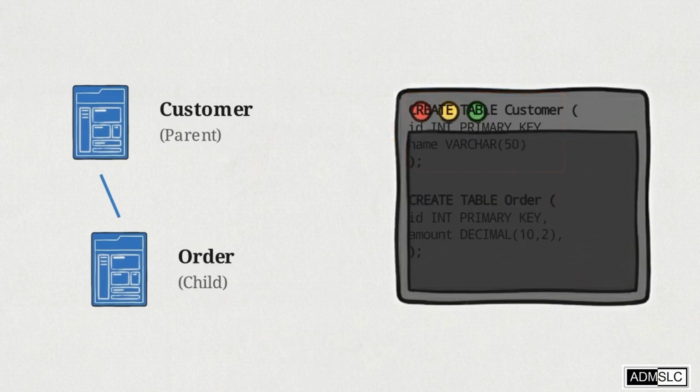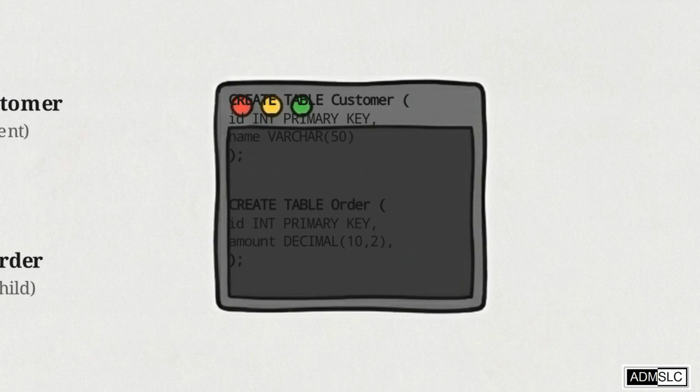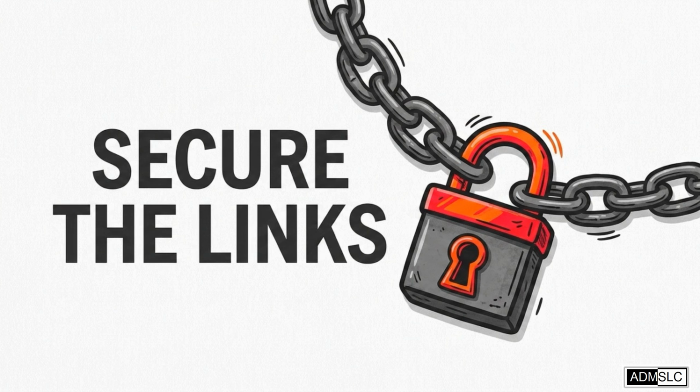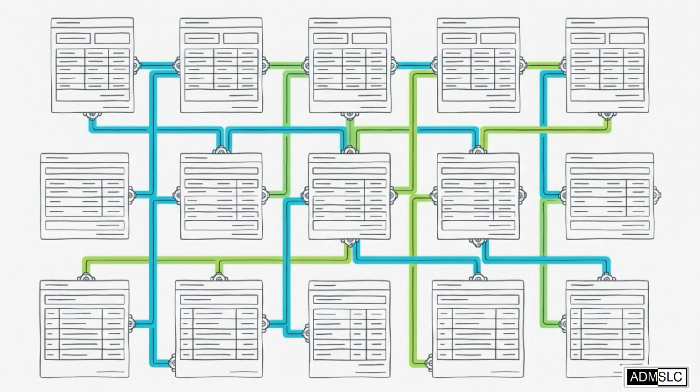To link them, we define a foreign key. The syntax requires two parts: explicitly naming the local column in the child table, and then mapping it to the specific primary key column in the referenced parent table. Properly sequenced execution and exact foreign key references enforce your referential integrity. This is the mechanism that turns a collection of isolated tables into a true relational database.